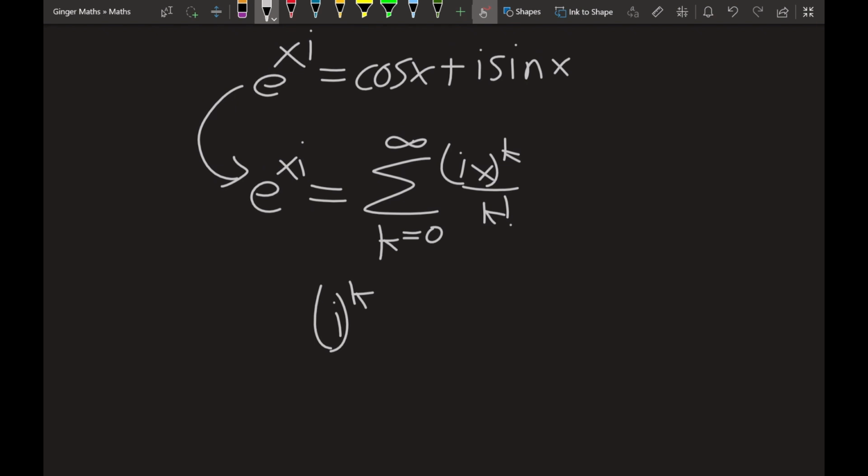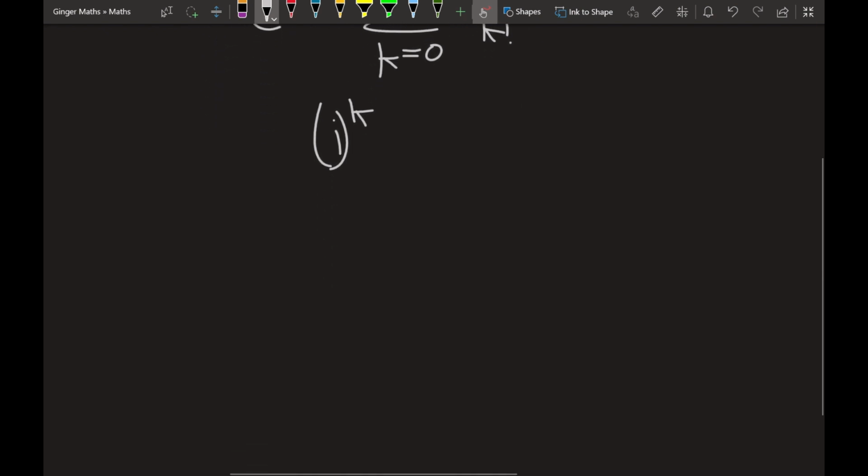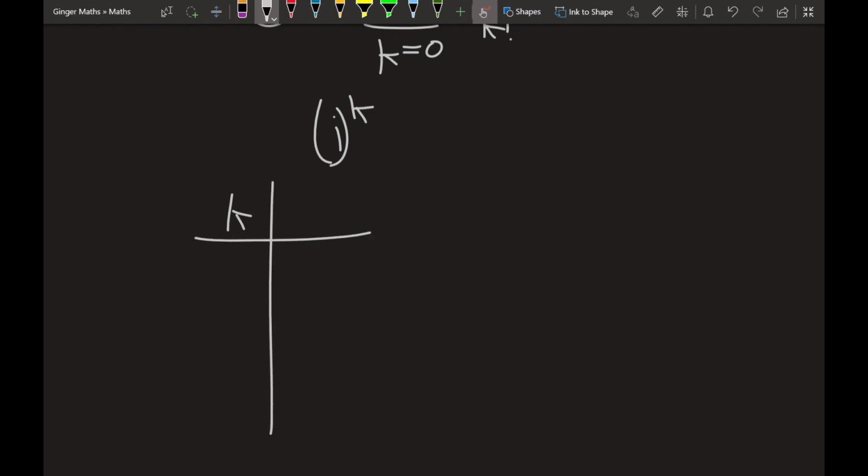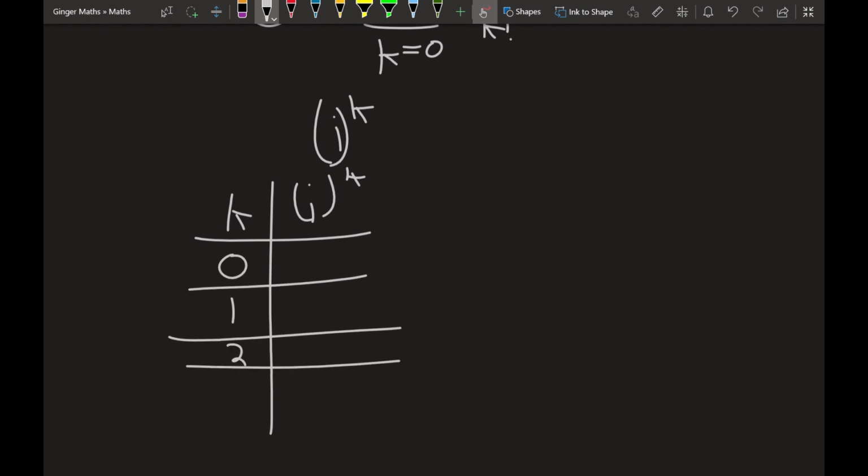So to dissect this a bit, let's actually make a table out of it real quick. We're going to have our k here, and then our i to the k here, and we're going to have 0, of course, and then 1, 2, 3, and then 4. So i to the 0 is just going to be, well, 1 by definition, because anything to the 0 power is really just 1.